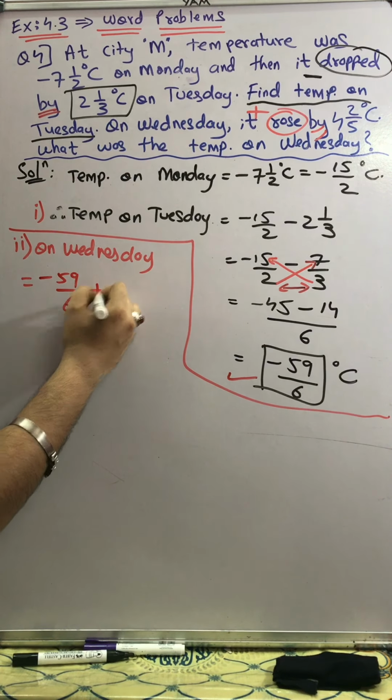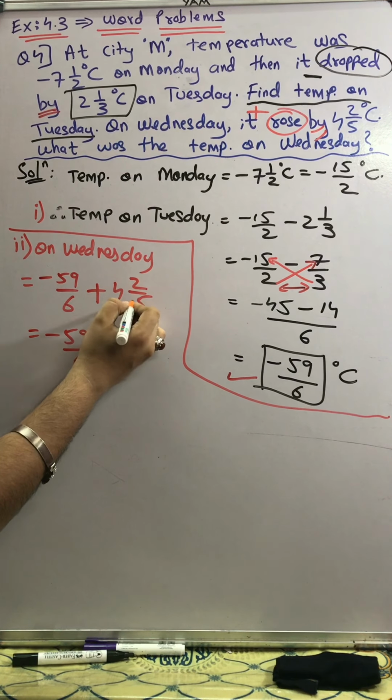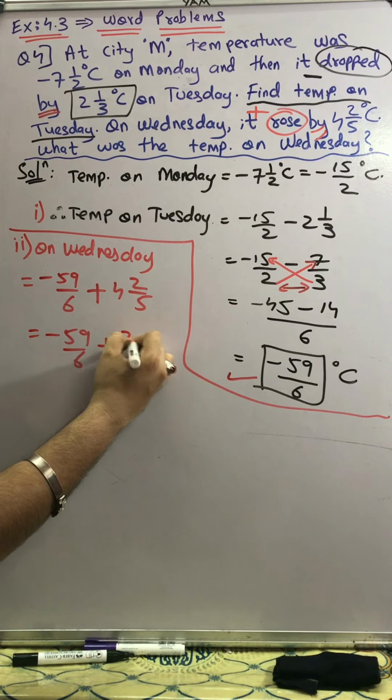4.2 upon 5. I'll first convert this into a fraction. So this becomes minus 59 upon 6 plus, 5 4s are 20, plus 2, 22 upon 5. Okay, now I have to solve it. 5 will be multiplied with minus 59, 6 will be multiplied with 22, and in the denominator both will be multiplied to each other.